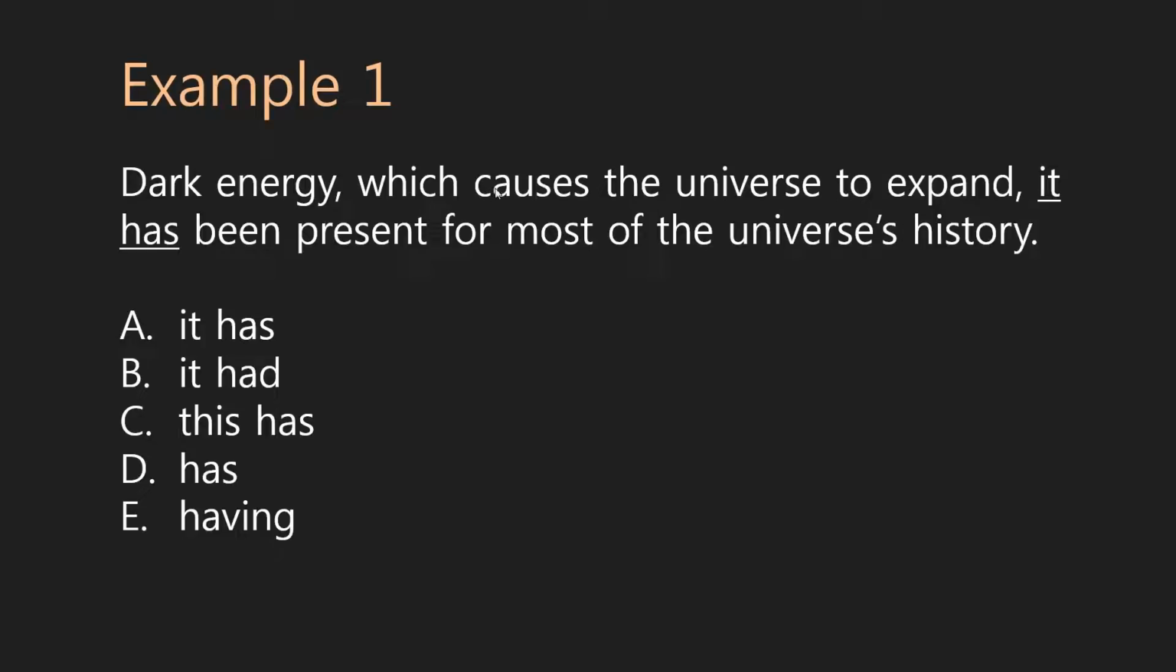So let's keep going. Which causes the universe to expand? It has, oh, there's a verb, has been present for most of the universe's history. So I have the verb, but in A, you can see that I have it in front of has. So if it is the noun for has, or the pronoun here, then there's never a verb for energy. So A is incorrect. Similarly, B must be incorrect. C must be incorrect. Because for all these verbs, has, had, has, we had a noun in front of it, or a pronoun in front of them. So I didn't have a clear verb for the subject energy.